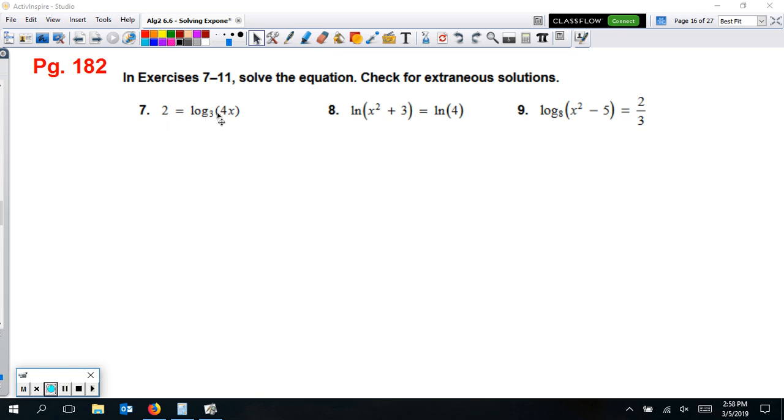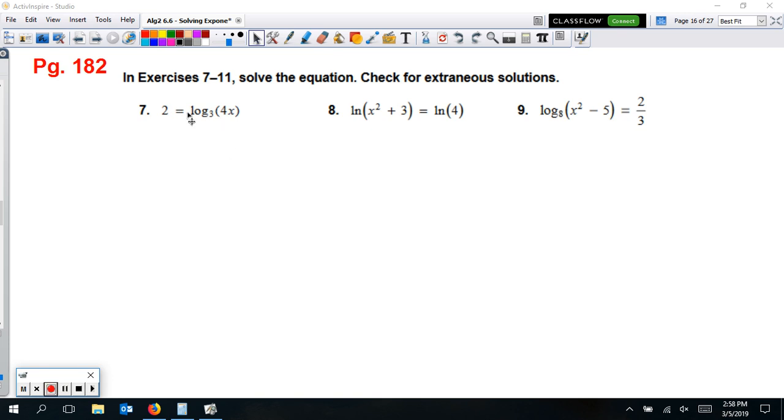We have 2 equals the log base 3 of 4x. So there's a couple ways we could do it. We can get rid of our log to free the 4x by zapping it with a 3, right? Giving this a base 3, doing inverse properties, which means I can give this over here base 3, which would be 3 squared, and that would be one way we could do it.